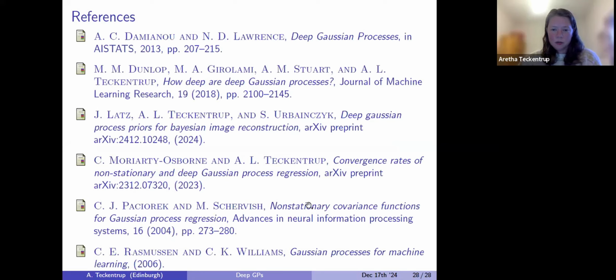If you're interested in our work, I have a paper here which is about the construction, so how do I construct deep Gaussian processes, and then the convergence analysis with the number of layers. This is our very recent preprint on the computational imaging side. And then here is the paper that we have on the analysis as n tends to infinity.